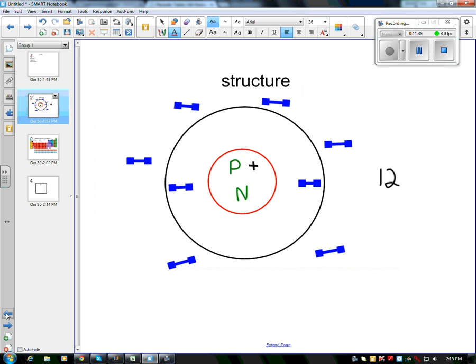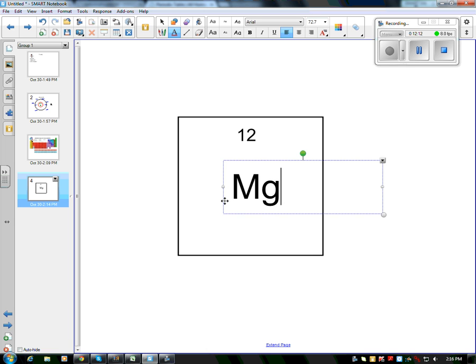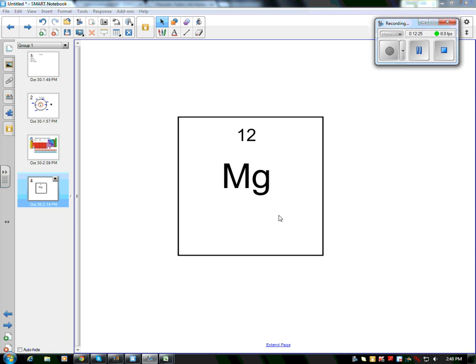So, oops, wrong way. The other thing that we could do is we could also put in here the symbol: the first letter is capitalized, the second letter is not. Let's see, can I make that bigger? So then we know it's 12 protons. We go to the periodic table, know the element 12 is magnesium, Mg. We put the symbols there. All right, so we have our magnesium here.